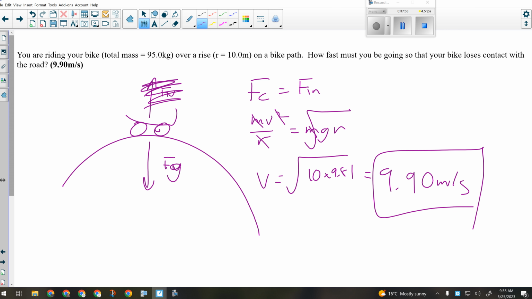Okay, so tomorrow we will be starting Unit 4, Simple Harmonic Motion. We'll be talking about pendulums, masses on springs, and I'll bring out the ghetto pendulum again. Okay, this is awesome.